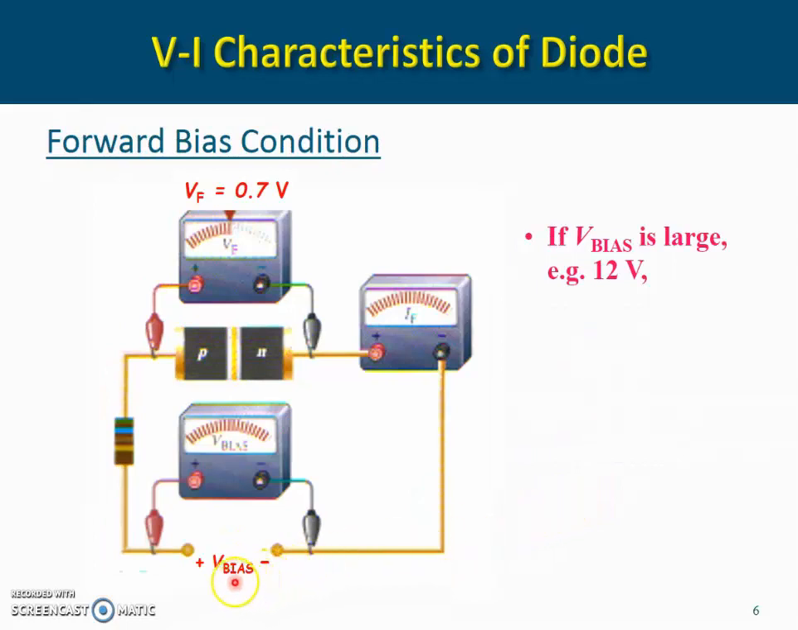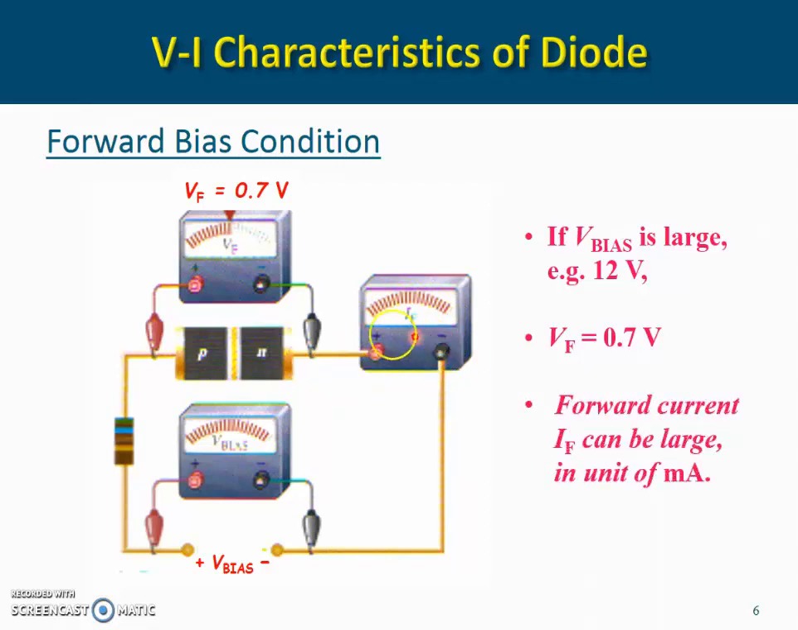Continue our experiment. We increase the forward biasing voltage. Set the external power supply, let's say to be quite a large value, 12 volt. And the voltage across the PN junction diode will be measured to be only 0.7 volt. So you put down VF equals 0.7 volt. While the current through the diode could be quite a large value because the diode is now forward biased.